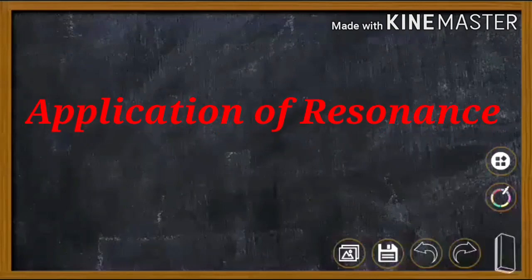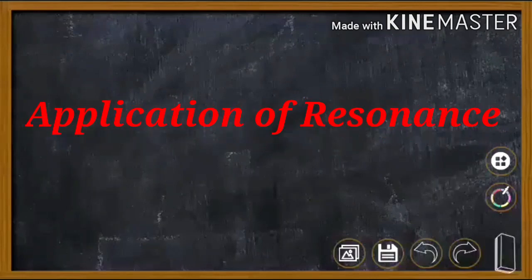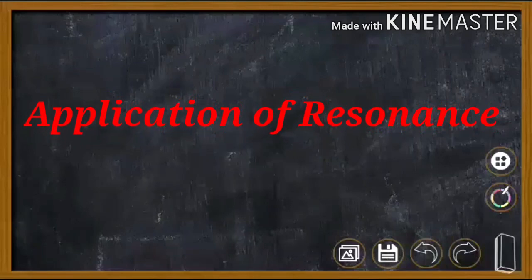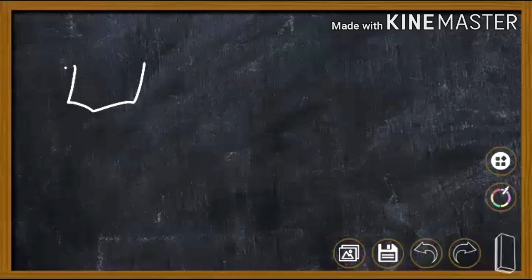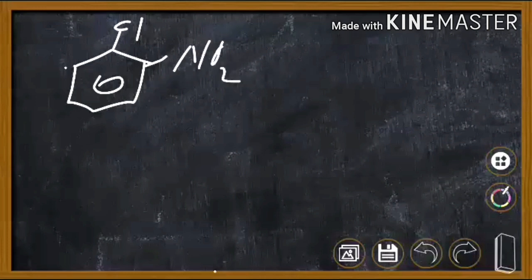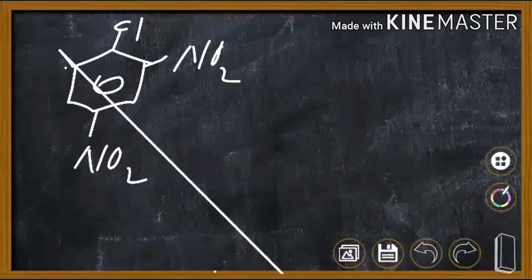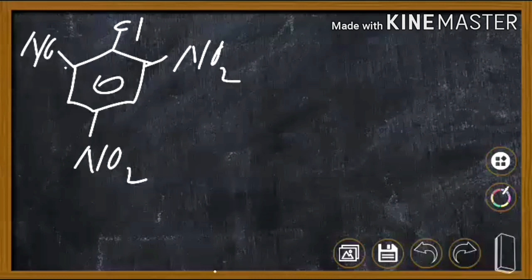Today we will illustrate a resonance effect by taking an example. I have two compounds. One compound has NO2 here, also NO2 here, and here also NO2. And another compound, this one.